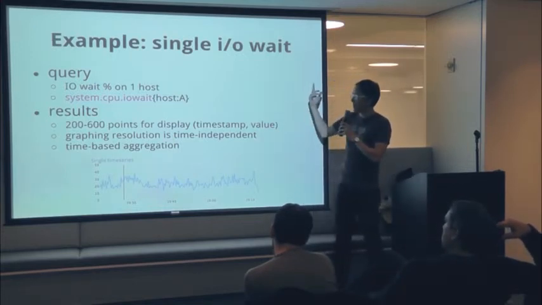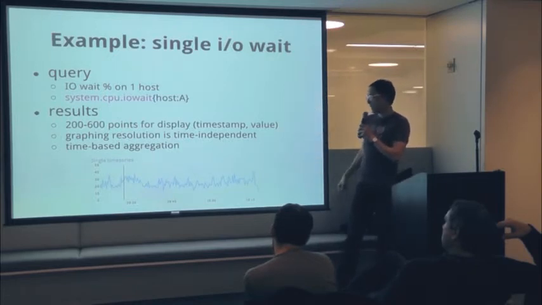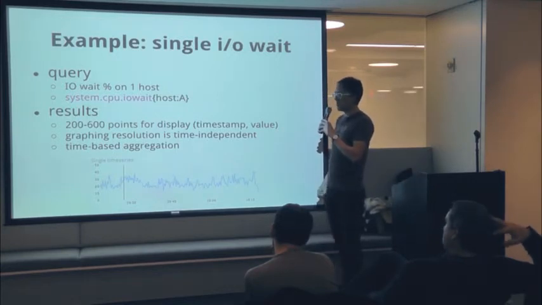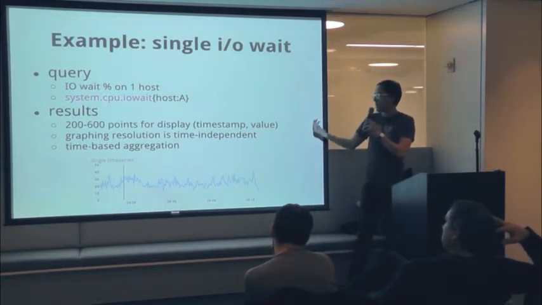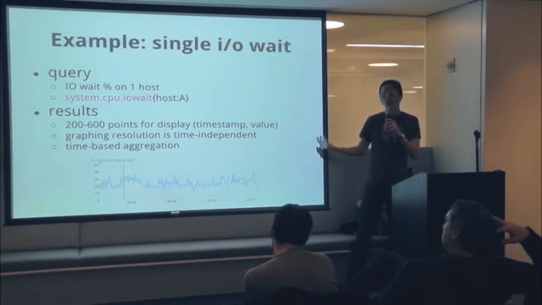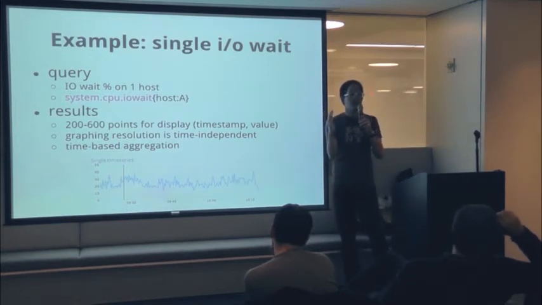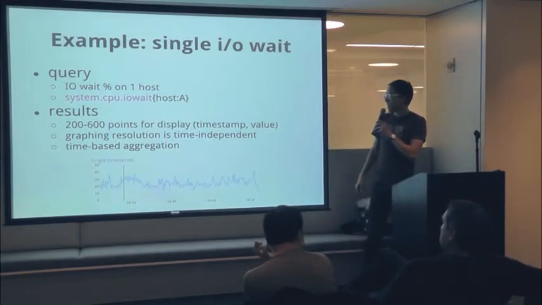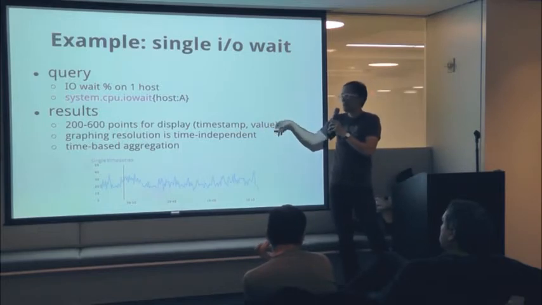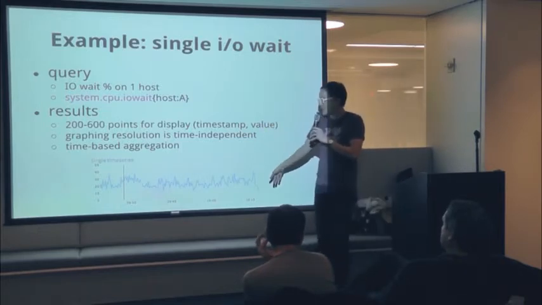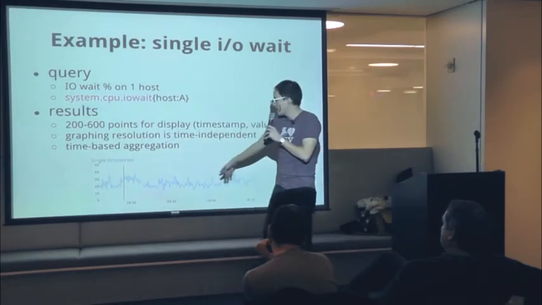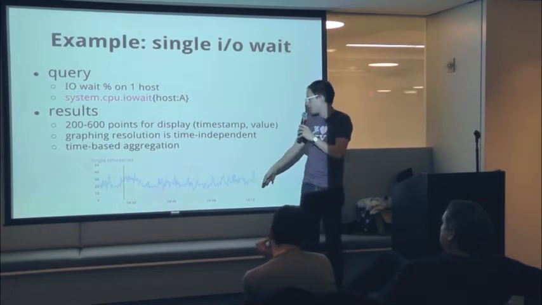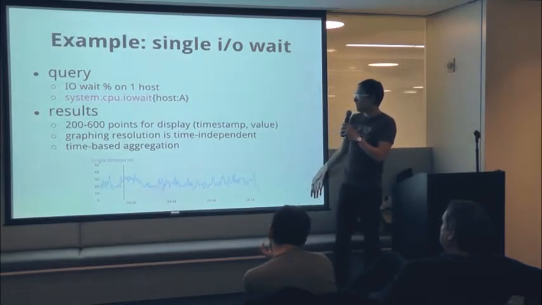Now the result: if you send this query into Datadog, because use case number one is graphing, we're mostly interested in displaying data. There's no point in giving you 1 million data points back if we're going to compress that to a graph that's going to fit on your screen. So it's typically 200 to 600 points for display. These points are essentially timestamp value, timestamp value, and so on. And when you graph them, this is what you get. This is actually a measure on a machine that I took this morning.